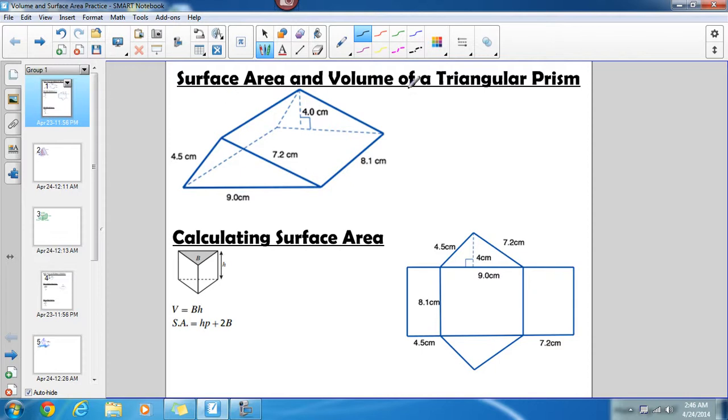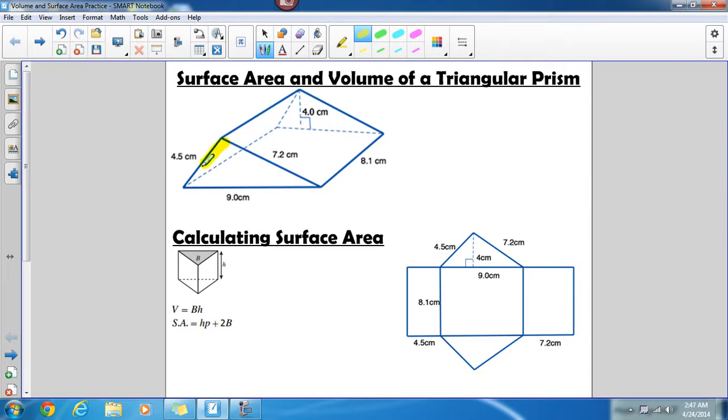Alright, first thing we're going to start with is surface area and volume of a triangular prism. Remember, it's a triangular prism. Prisms are defined by their bases, so a triangular prism means a prism with bases that are triangles. So if I'm looking at this prism here, and I know it's a prism because the faces are rectangles, and the bases are always going to be parallel. So the base is this triangle here, and this triangle here. So those yellow parts are the bases, right? So those yellow triangles are the bases.